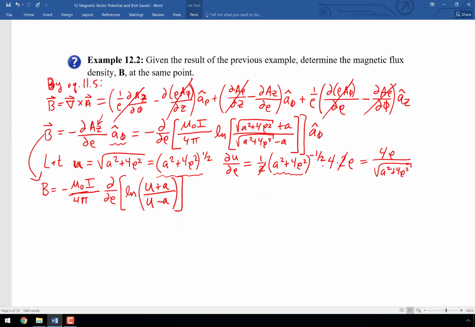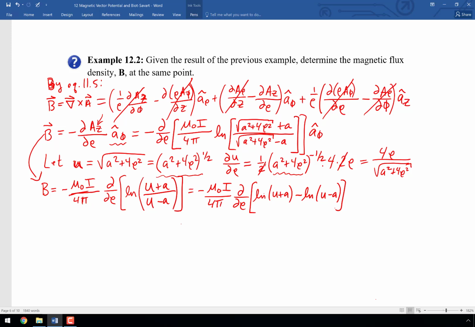Well, that's looking a little bit better. And I'm now going to say this is equal to minus mu sub 0 I over 4 pi times the partial derivative with respect to rho of, and I'm going to take advantage of the fact that the natural log of a quotient is the difference in those natural logs. So this is the natural log of u plus a minus the natural log of u minus a. So that's just applying an identity associated with natural logs.